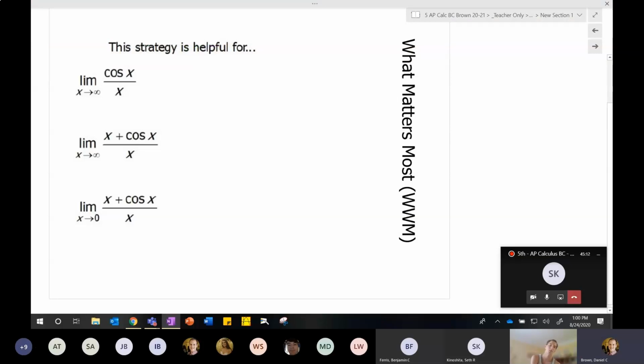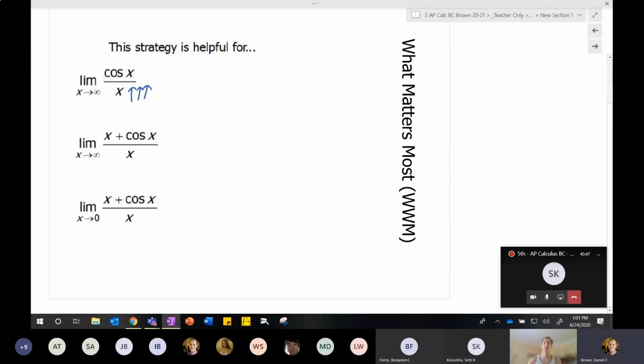When we think in terms of infinity, we often want to think about what matters most, but also what that function is doing at infinity. This first one is the limit as x goes to infinity of cosine of x over x. We can't decide what matters most because there's only one term in the numerator and one in the denominator, but we still want to think about what's happening at infinity. As x goes to infinity, that denominator is always going to increase. That denominator is going to infinity.